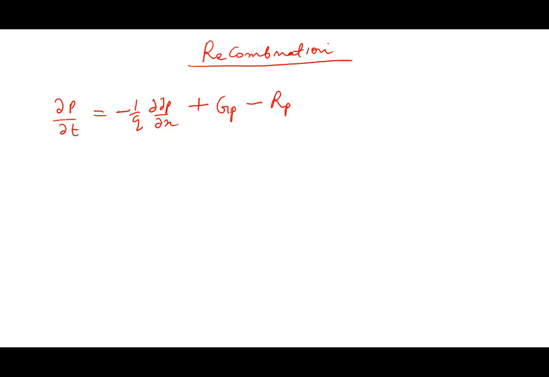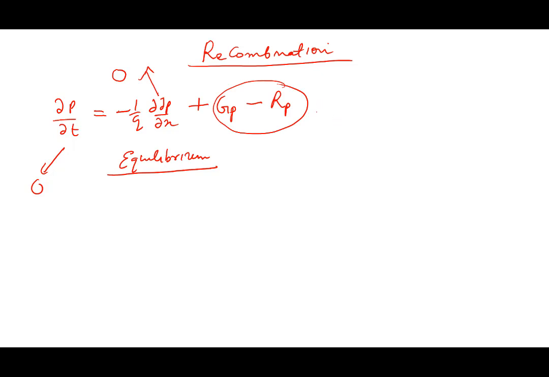Now, if I look at this particular case in equilibrium, this is 0. We said that. In equilibrium, this is 0, and current is obviously 0. There is no hole current flowing. Obviously, there's no dependence on X, which also implies that this term here should be equal to 0.